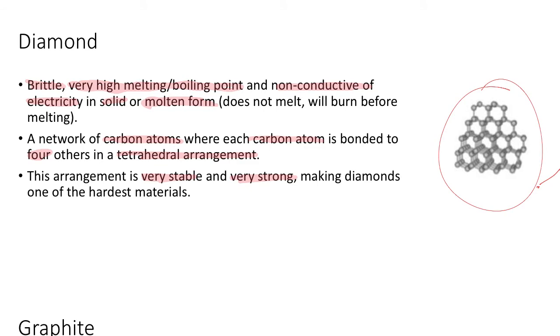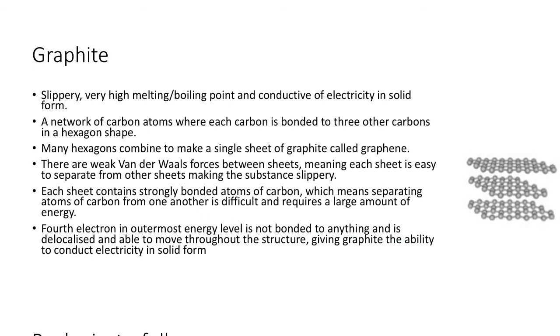Okay, so next is graphite. That has a very different thing. It's slippery, again has a very high melting and boiling point, and is conductive of electricity in solid form. So this is one of the unusual ones where you can conduct electricity in solid form. It's a network of carbon atoms where each carbon atom is bonded to 3 other carbons, rather than 4 as in the diamond, in a hexagon shape.